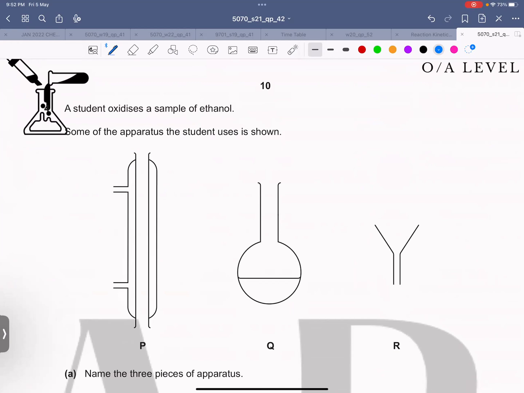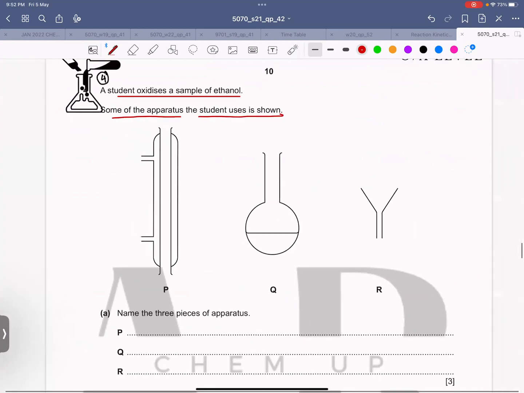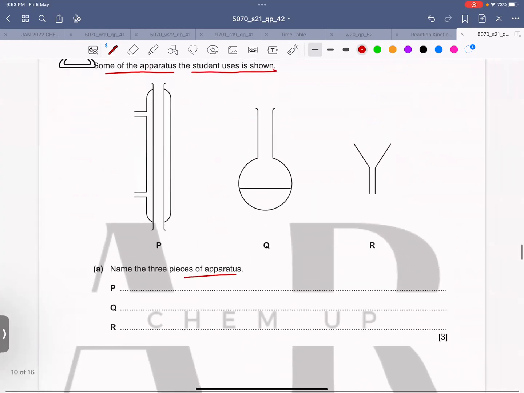Now we have to start question number 4. A student oxidizes a sample of ethanol. Some of the apparatus the student uses is shown. Name the three pieces of apparatus. So what is P?